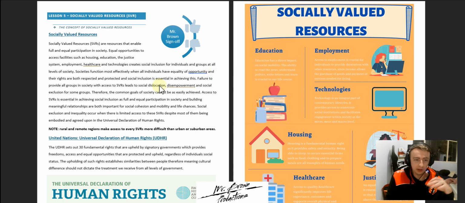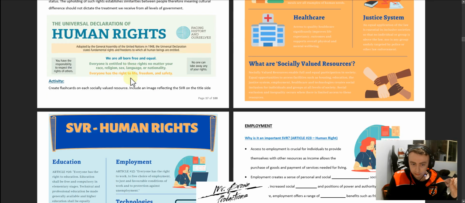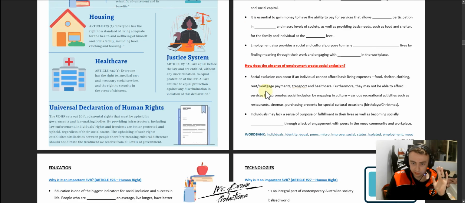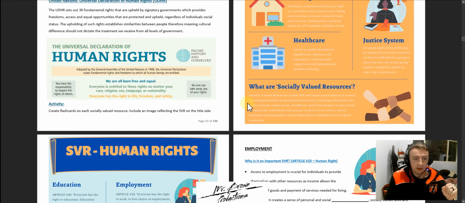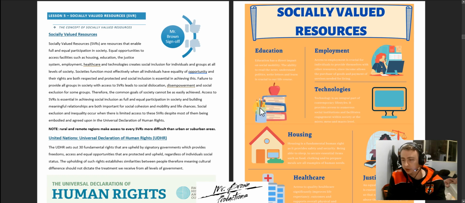Okay, so we're going to read through this together, these three, and then I'm going to talk you through what each of these pages is and what I want you to do. So, what is a socially valued resource? If you can create a concept card of this, that would be great as well.